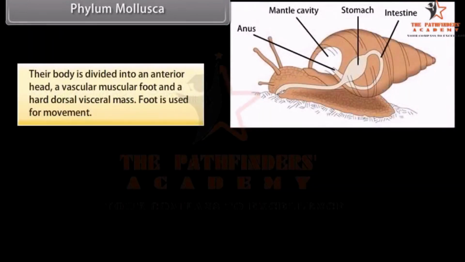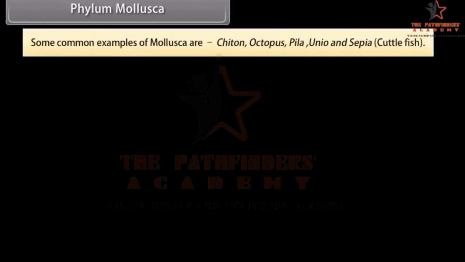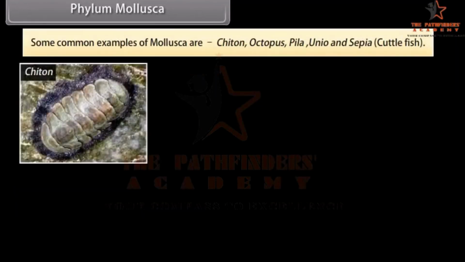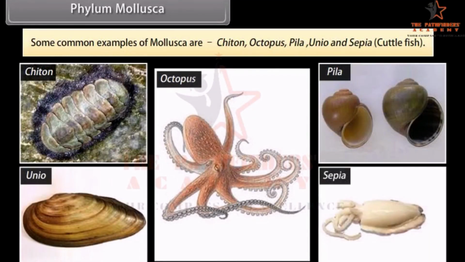Their body is divided into an anterior head, a ventral muscular foot, and a hard dorsal visceral mass. Foot is used for movement. The entire body of Mollusca is covered by a fold of thin skin called mantle. This mantle secretes a hard calcareous shell of one or more pieces. Some common examples of Mollusca are chiton, octopus, Pila, Unio, and Sepia, cuttlefish.